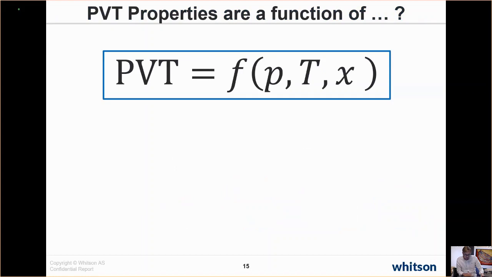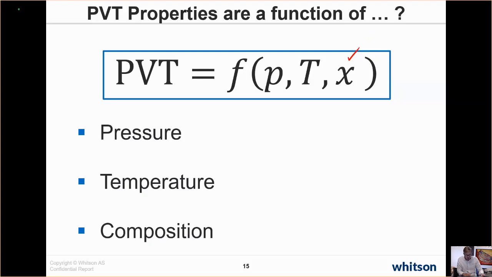When we talk about PVT, at least internally here at Whitson, we like to say that PVT is a function of pressure, temperature, and X, where X refers to composition. To really understand PVT, we need to understand this multi-dimensional space that we many times, at least in a black oil PVT sense, simplify into a pressure, temperature, and GOR space that we'll touch more on a little later in the introduction.